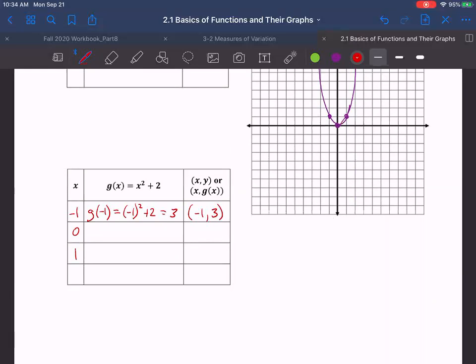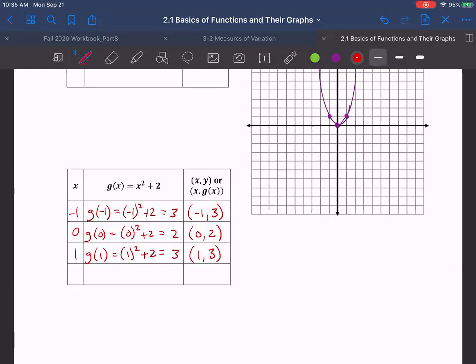So we have the coordinate -1, 3. If we plug in 0, we're doing g of 0. This becomes 0 squared plus 2. 0 squared is 0, plus 2 is just a 2. So the ordered pair 0, 2 is what we get there. And then the last one here, we can do g of 1, which is 1 squared plus 2. 1 squared is 1, plus 2 is just a 3. So we have the coordinate 1, 3 there.